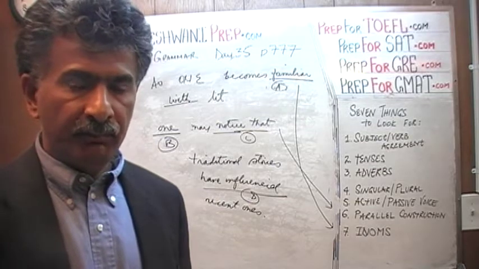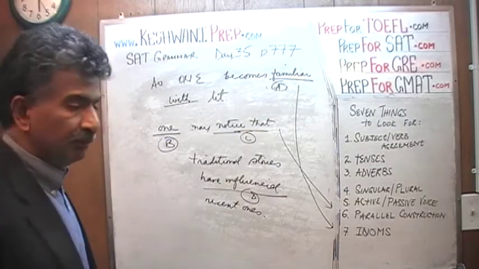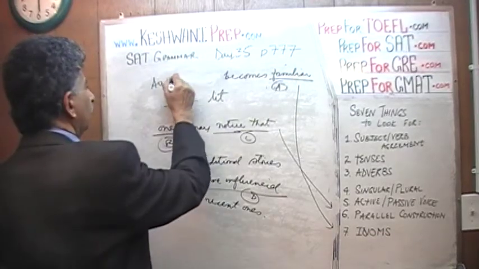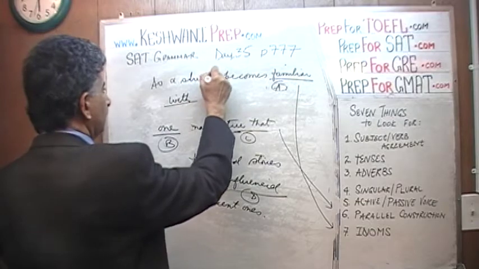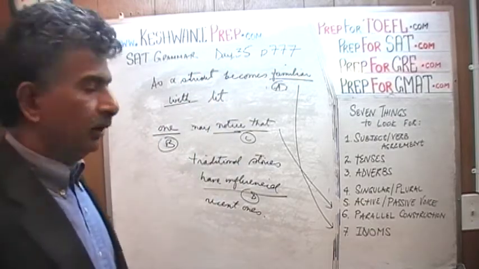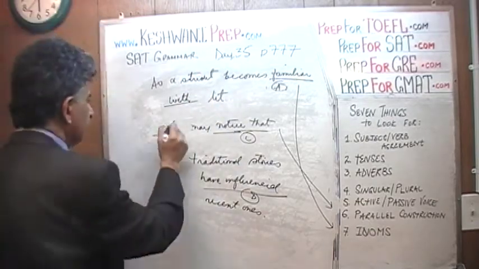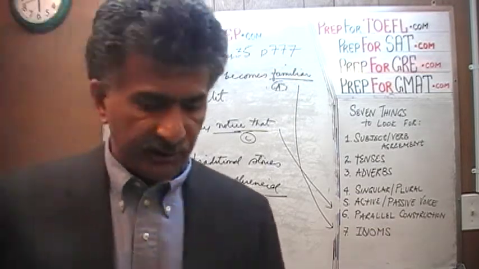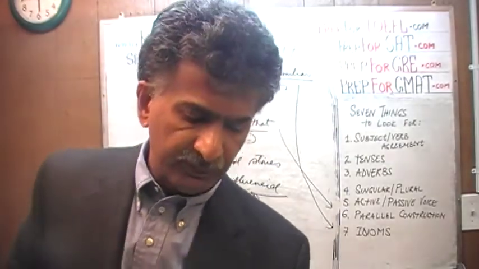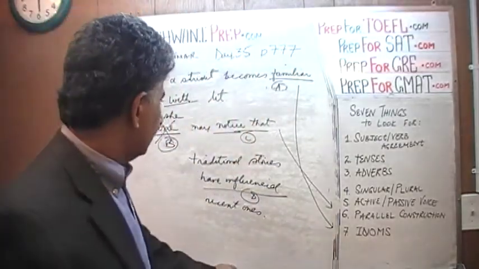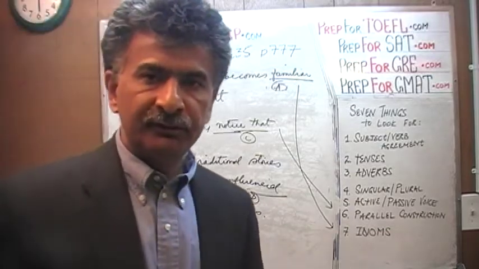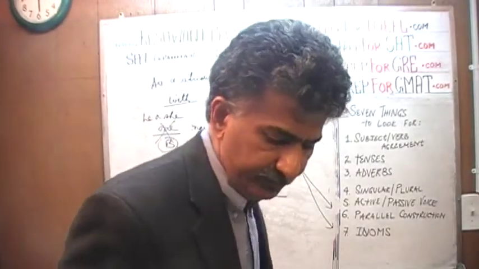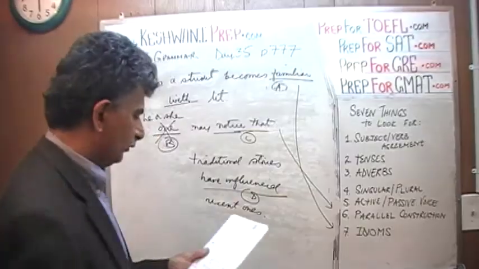But unfortunately, we are not at liberty to change the beginning part because the beginning part is not underlined. It starts out with, as a student becomes familiar with literature, he or she may notice that traditional stories have influenced the recent ones. That's your problem here. The answer is B. Let's go on then. Number 26.